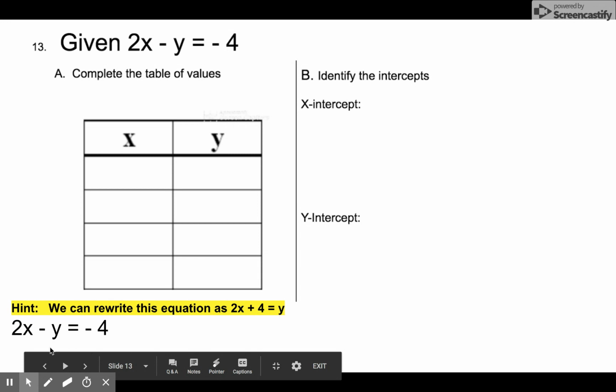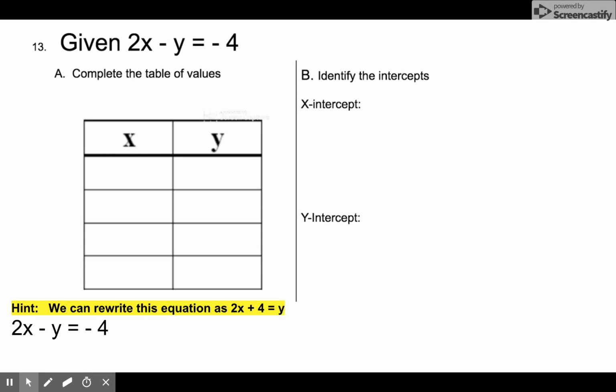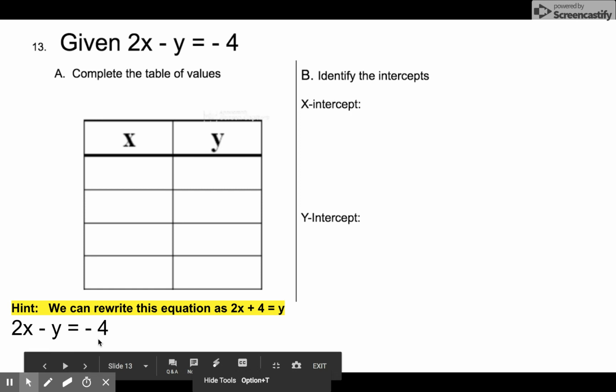The way we can do that is if you use inverses, so this is 2x minus y. If you add y to both sides, it moves the y over and makes it positive. And then you can add 4 to both sides, which would get rid of the 4 on this side and make it positive on the other side. So if we do that, then when we're plugging in x values, it makes it a little bit easier for us to see what y is right away instead of having to solve each time. So if you solve at the beginning, it makes your life a little bit easier.